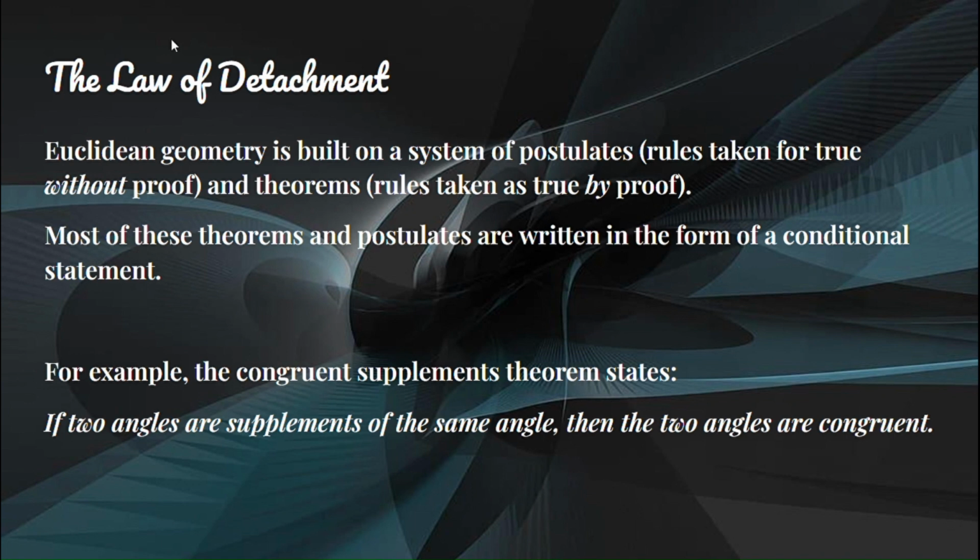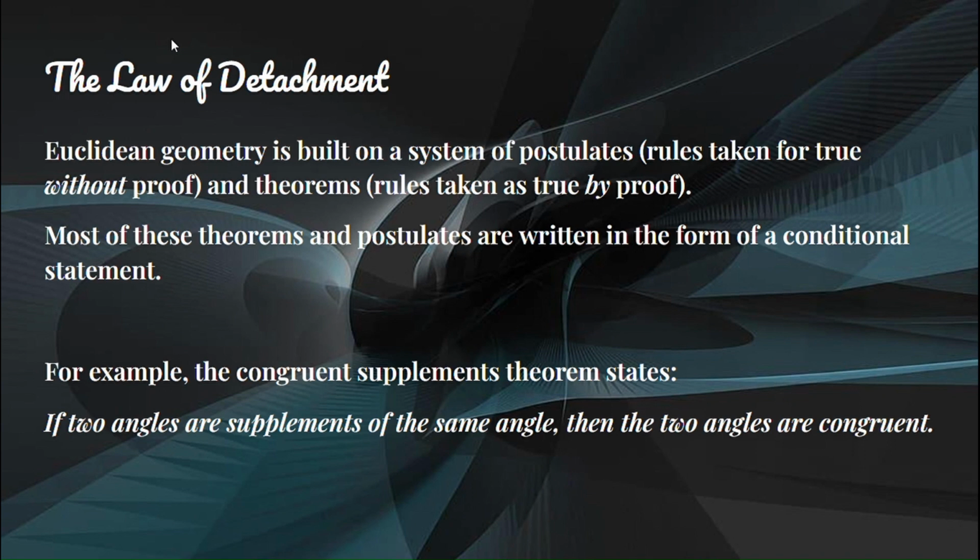So our law of detachment is the first of 2 laws relating to deductive reasoning. In order to talk about this, we need to talk about our system. Euclidean geometry, or basically what you're learning if you're learning geometry in the US, is our system that's built on postulates and theorems, right? The postulates are the rules we take for true without a proof, meaning they're the assumptions that were necessary to make in order to build this system.